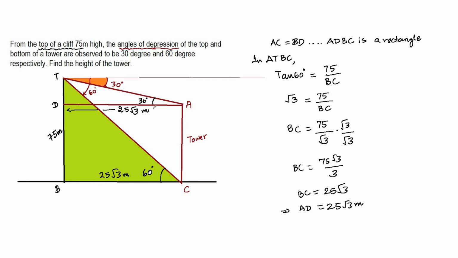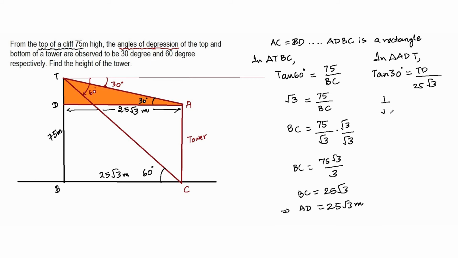And now I can pick the triangle ADT. Because I have the horizontal length now, I can go ahead and pick the triangle ADT. So let's pick triangle ADT. In triangle ADT, tan 30 is equal to the opposite side, that is TD, divided by the adjacent side, which is 25 root 3.